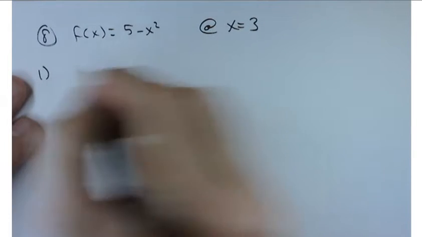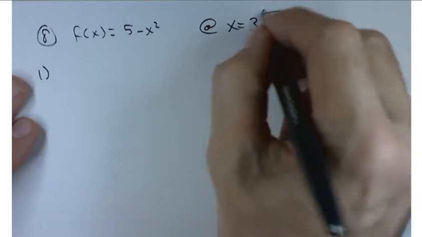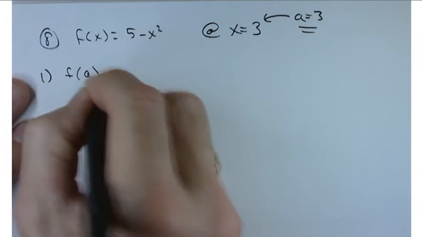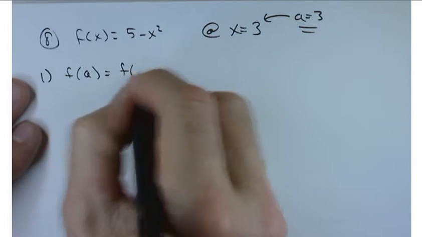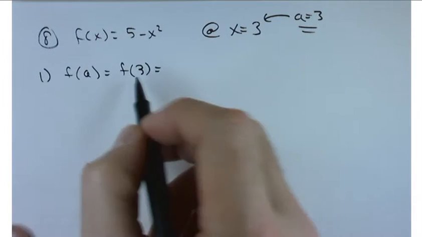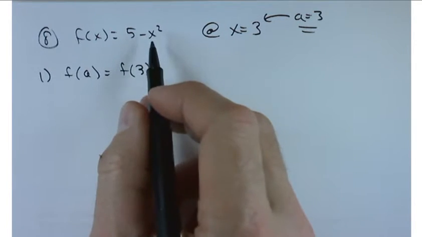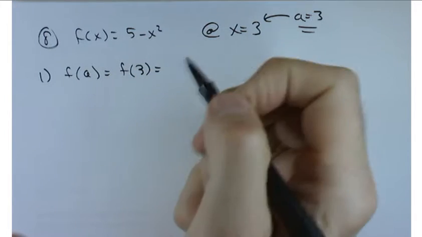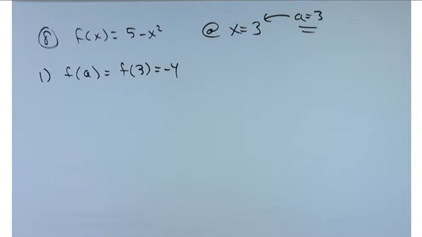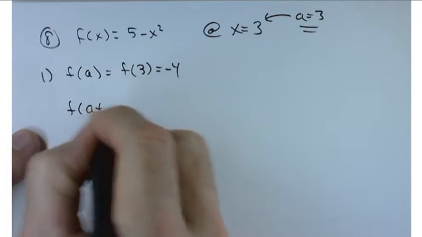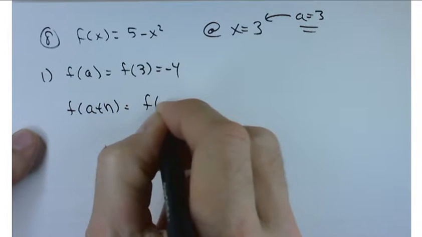So the first part, this is really your a equals 3. I need to find f of a, which is really just f of 3. Phil, what's f of 3 going to equal, please? -4. So 5 minus 9 would be -4. All right. So that's f of a. I'm also going to need f of a plus h, or better yet, f of 3 plus h.